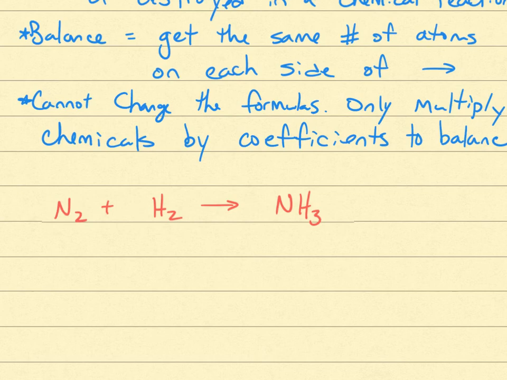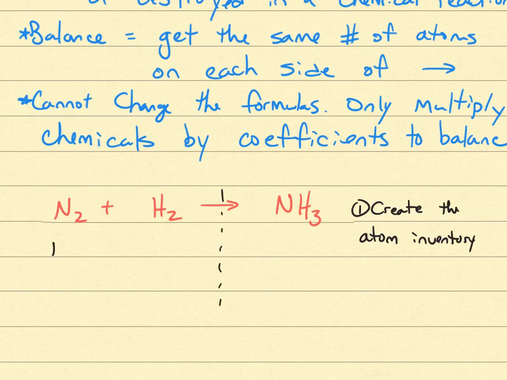And so the first tip I recommend everybody when they're developing this skill is first create the atom inventory. And what I mean by atom inventory is I make a count of which atoms and how many are on each side of the chemical reaction. So I have nitrogen and hydrogen on both sides, and on the left I have 2 nitrogens and 2 hydrogens, and on the right I have 1 nitrogen and 3 hydrogens. And so my first step is to take an official count of the atoms to start with.